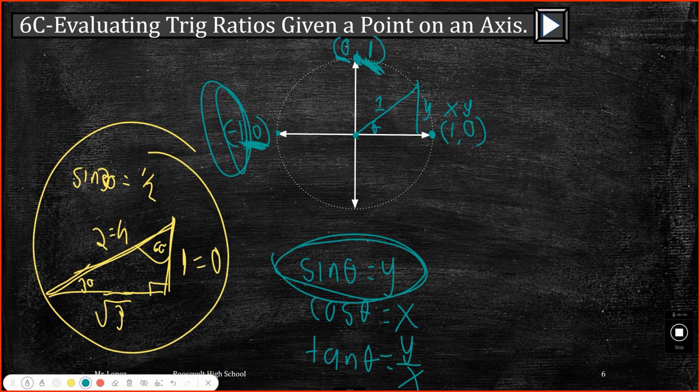Takes you long to put it in a calculator. What would be the cosine then of 270? Because that's 270. This is already 270. Cosine of 270 is what? 0. And what's the sine of 270?